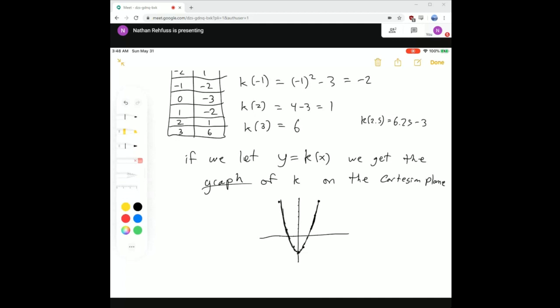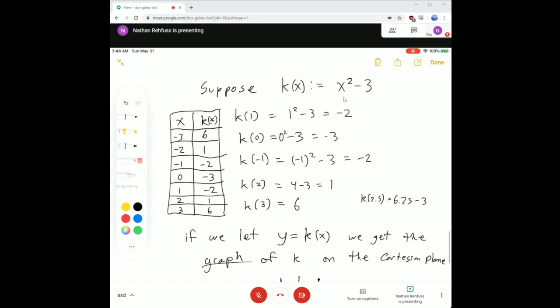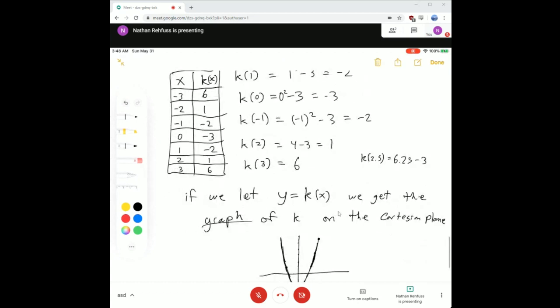Okay, I missed that point a little, but let's pretend it was where it was supposed to be. This curve is a parabola, actually. It's that boomerang shape I was talking about last chapter. And that's because the rule for k is x squared minus 3. Since this rule is quadratic, the graph turns out to be a parabola.